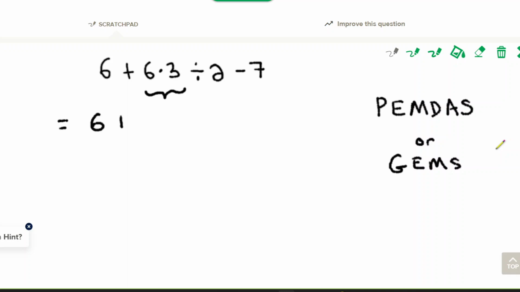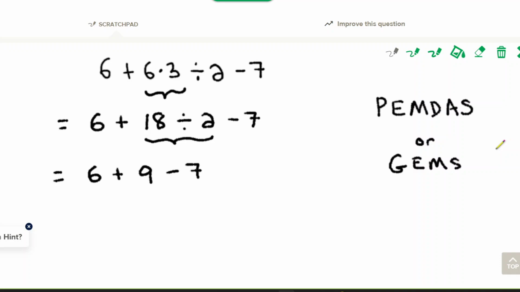So 6 plus, the rest of it will stay the same. And then 6 times 3 is 18. And then again, the rest of it I'm writing exactly the same, divided by 2 minus 7. And then still looking left to right, there's 6 plus 18, divided by, there's a division. You do multiplication and division from left to right before you do addition and subtraction. So this is now 6 plus, and then 18 divided by 2 is 9. And then you have your minus 7.